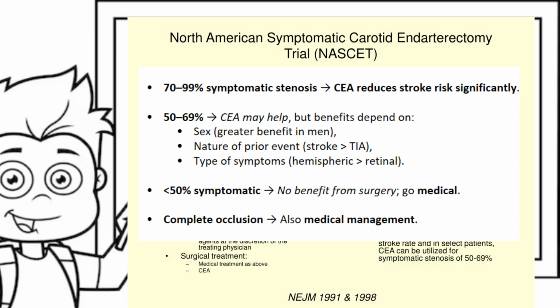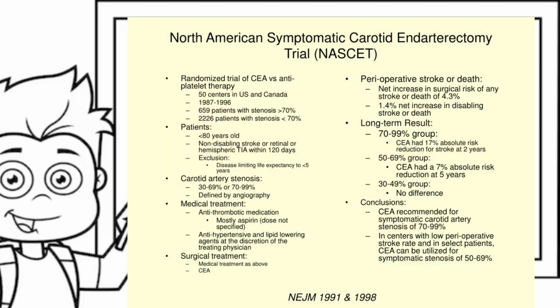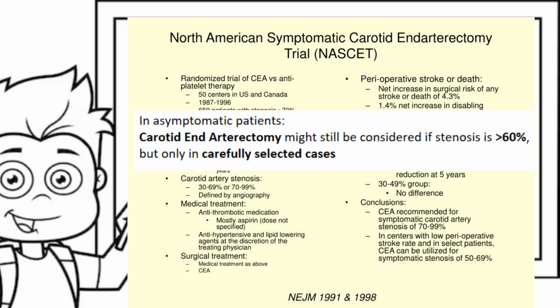Now, let us flip it. What if the left carotid showed the disease? Now, this will be asymptomatic since our events were right-sided. And in asymptomatic patients, carotid endarterectomy might be considered if the stenosis is greater than 60%, but only in carefully selected cases, and the benefit is modest with high numbers needed to treat.